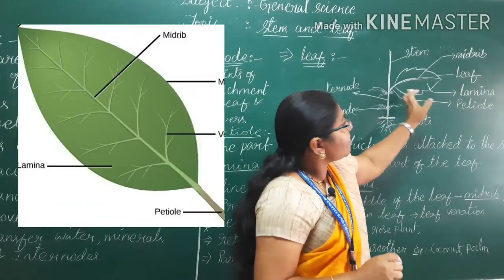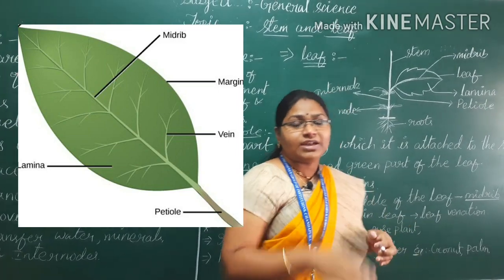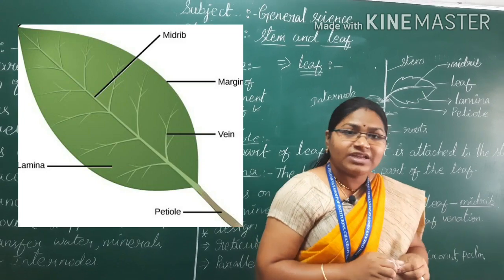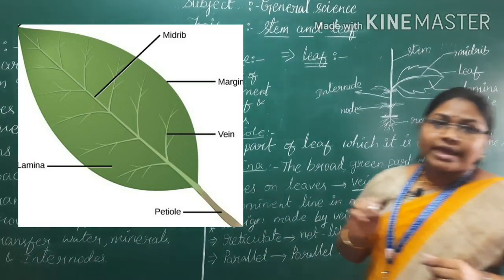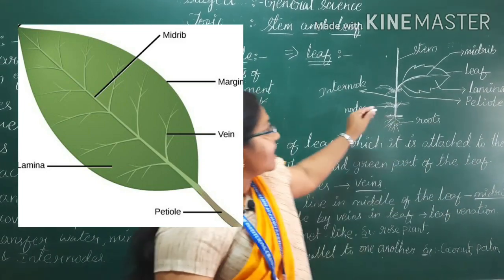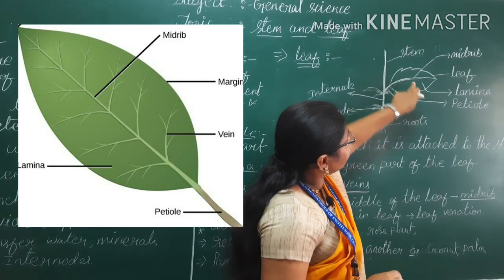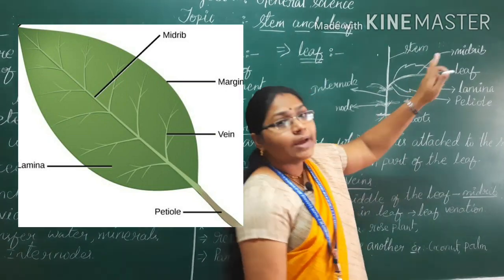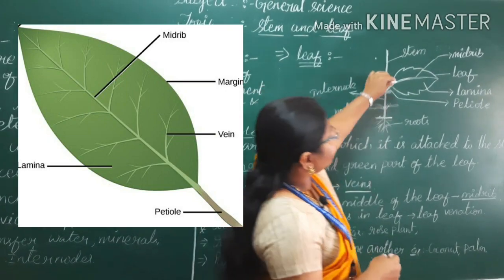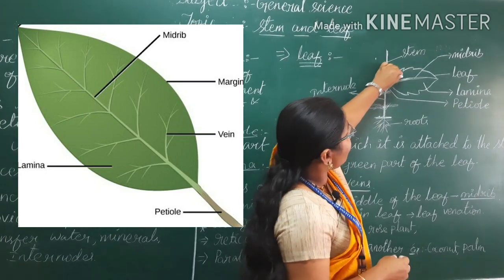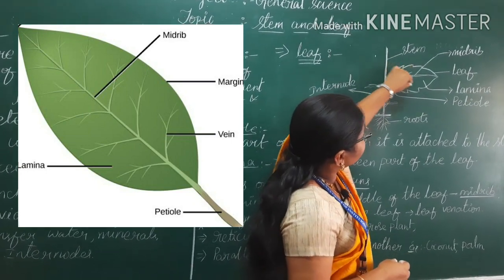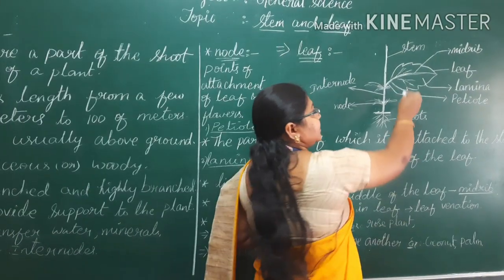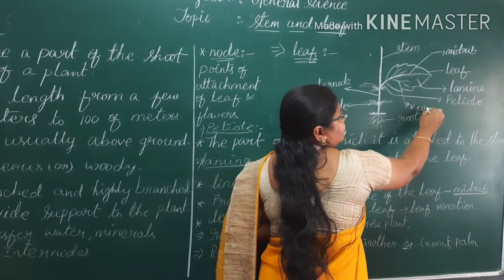And what do you mean by lamina? The broad and green part of the leaf we call the lamina. Okay. So, if you observe this diagram, this is a middle, prominent line you can observe here. This line we call the midrib. Here on the leaf, the small lines which are present on the lamina part are called veins.